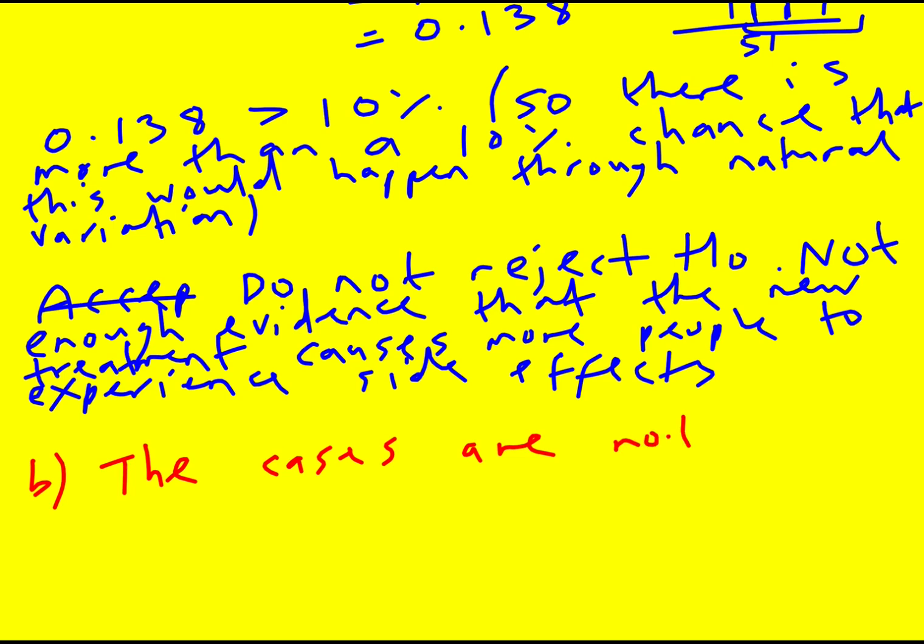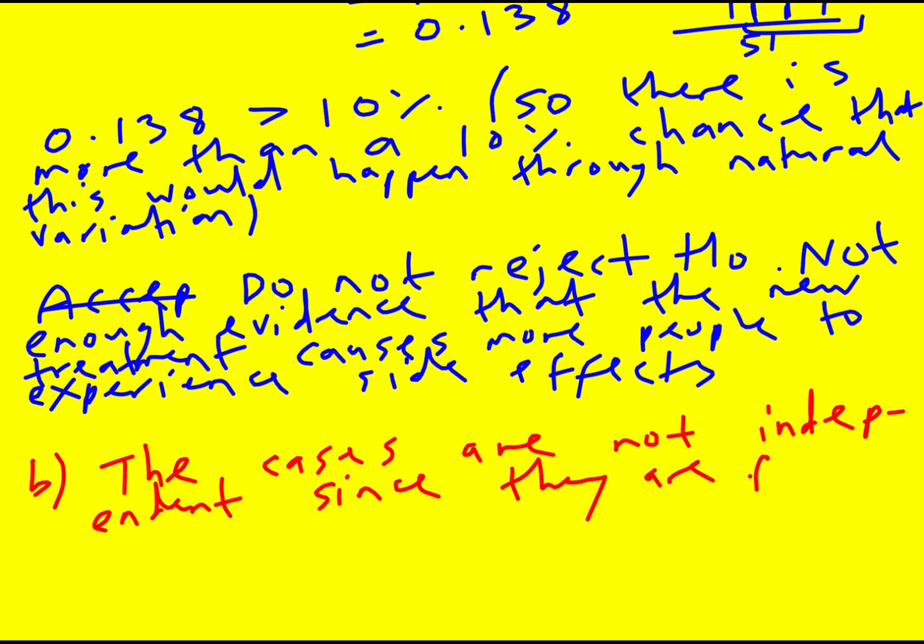are not independent. Remember, for a binomial distribution, you have to have independence between events. They cannot affect one another. That is something that comes out of the calculation. They are from the same hospital. So the binomial model may not be valid.